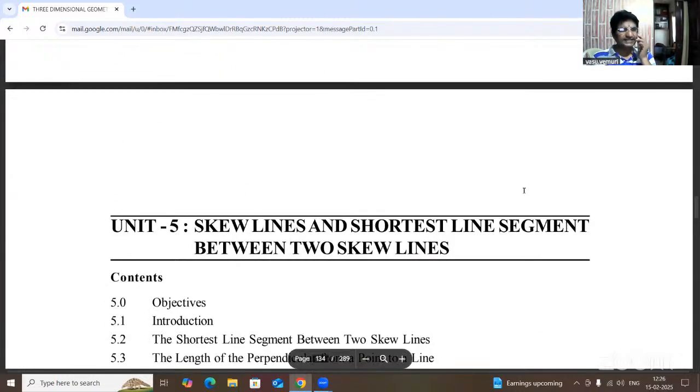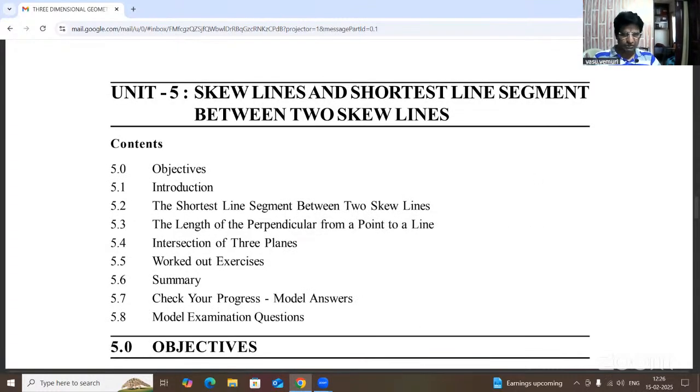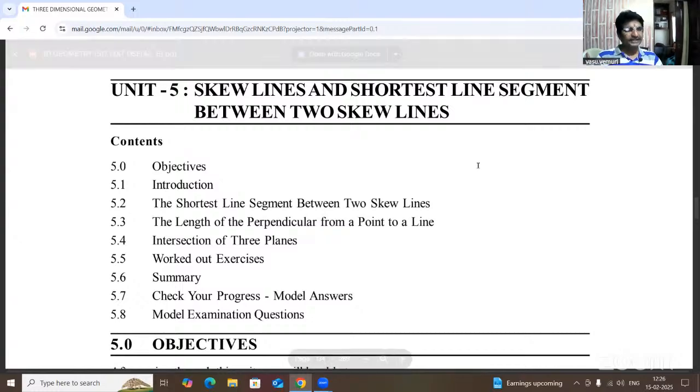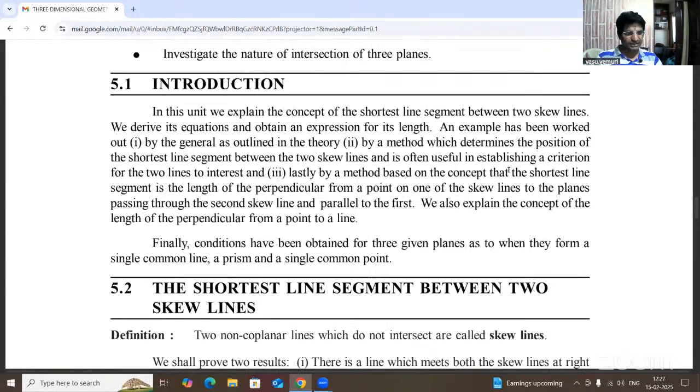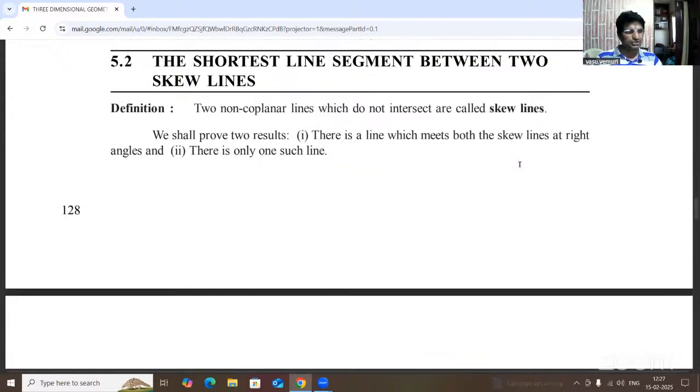Next one: skew lines and the shortest line segment between two skew lines. This is also important: how to find the shortest distance between given skew lines. So what is a skew line? Any two non-coplanar lines which do not intersect. When the given lines are non-coplanar and do not intersect, those lines are called skew lines. That is the definition of skew lines.